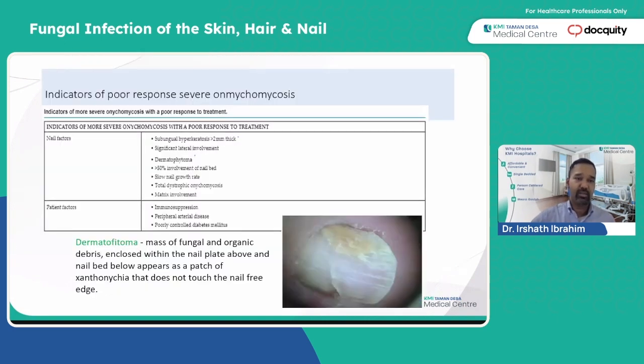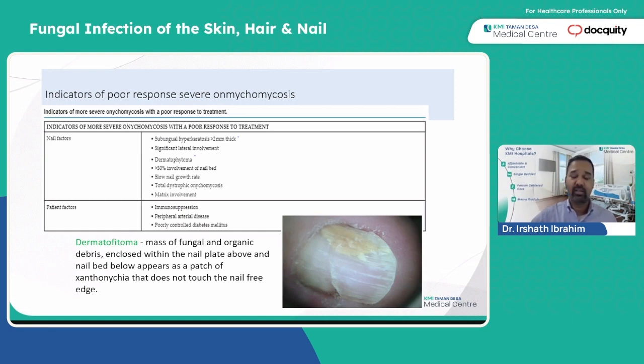So some of the indicators of poor response. This is dermatophytoma, which I mentioned earlier. It's a mass of fungal organic debris enclosed within the nail plate, with the nail plate above and the nail bed below. It appears like a patch of xanthonychia. So nail factors that imply poor response: very thick subungual hyperkeratosis, lateral involvement, dermatophytoma, more than 50% involvement of the nail bed, slow nail growth, total dystrophy, matrix involvement, patients who are immunosuppressed, peripheral arterial disease due to poor circulation, and poorly controlled diabetes mellitus. It's always important to control the diabetes.